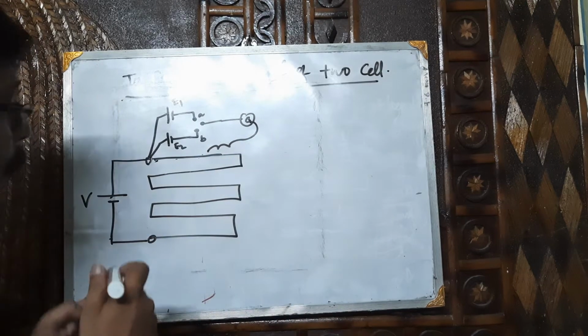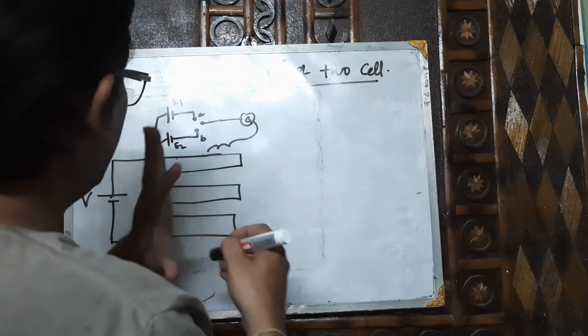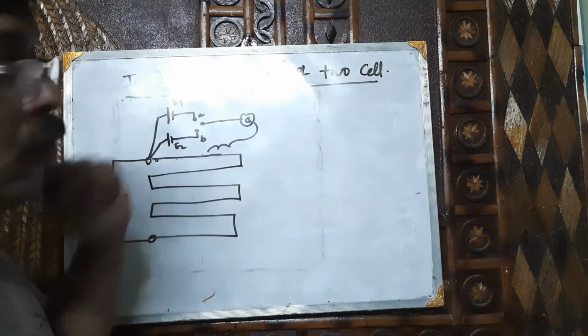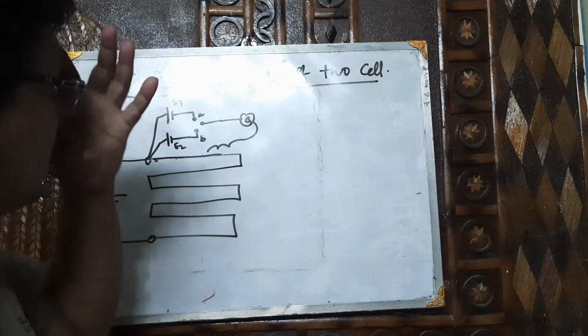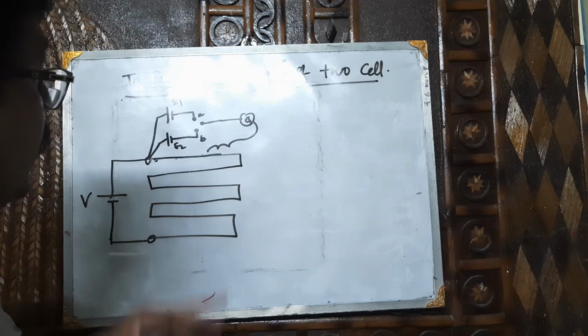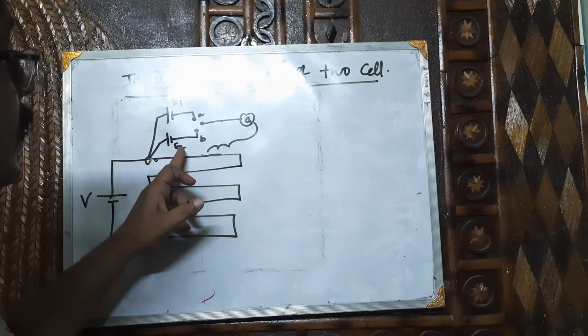Now in this particular experiment, there are two batteries, with EMF E1 and E2. Out of these, suppose E1 is known to you. You have to find out the EMF of the battery E2. That is your target. E1 EMF is known. You have to find out what the EMF of E2 is.